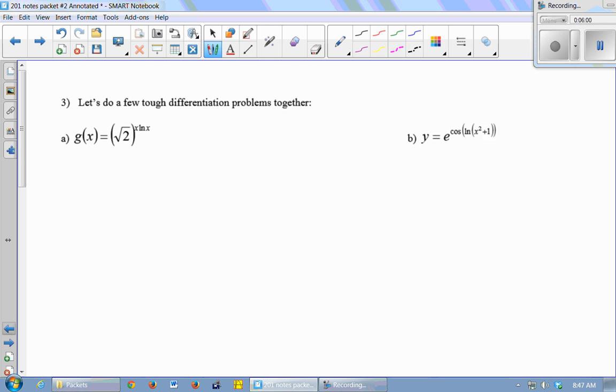Okay, so g of x is the square root of 2 to the x ln x. So what do I start with? That is the square root of 2 to some stuff, right? So what is the derivative of the square root of 2 to some stuff?